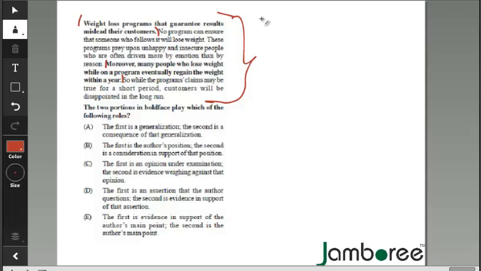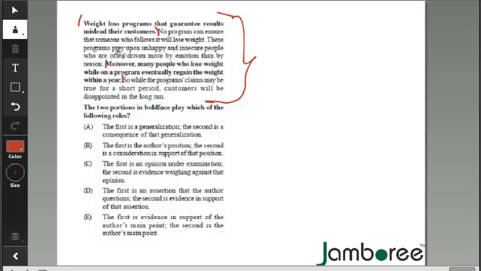Anuj, there is no change. It is just a fact. The author started by saying that weight loss programs that guarantee results mislead their customers. Then he said no programs can ensure that someone who follows it will lose weight. So he's continuing the same thought, that weight loss programs that guarantee results mislead customers.